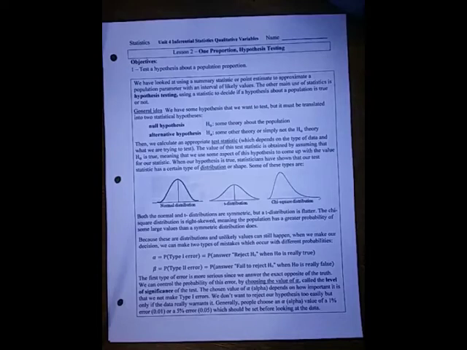Statistics Unit 4, Lesson 2, One Proportion Hypothesis Testing. In this lesson, we want to learn how to test a hypothesis about a population proportion. So then the lesson before this, we looked at how to get a point estimate and turn that into an interval estimate of likely values.